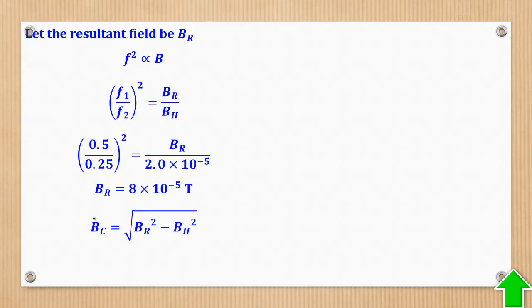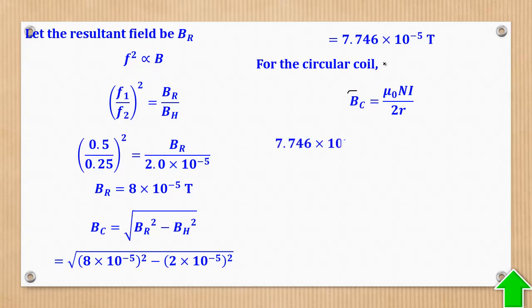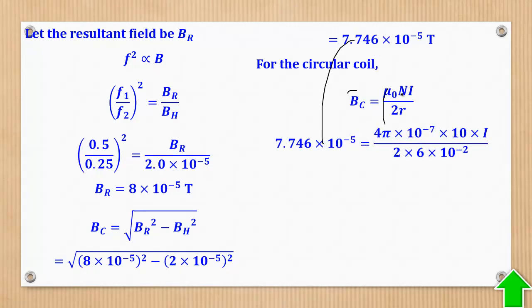Now from Pythagoras theorem, BC will now be given by this, which gives you that as the density of the coil. Then for the circular coil, BC is given by that. So we know B, we know the constant, we know the number of turns, we know the radius. What we need is the current. So make it the subject. You will come up with value I.